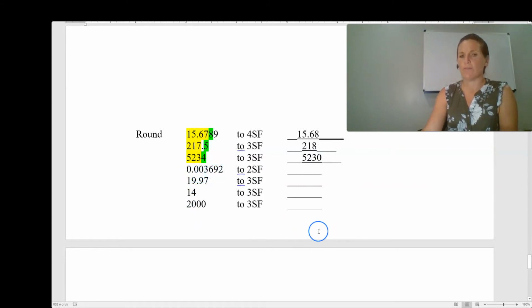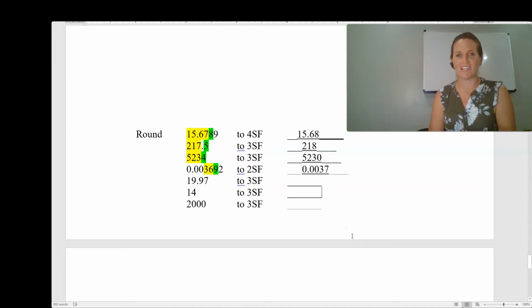For our next value, we have 0.003692. We want to round that to two significant figures, so I need to find two significant figures. Remember that zeros before my first integer are not significant. So now my deciding decimal is a 9. The 9, of course, rounds us up, and so we get for an answer 0.0037, two significant figures.